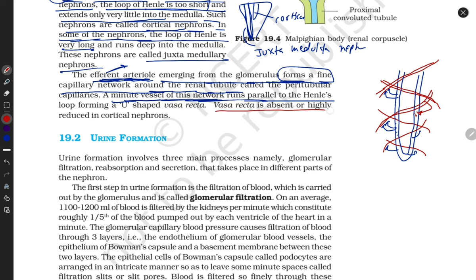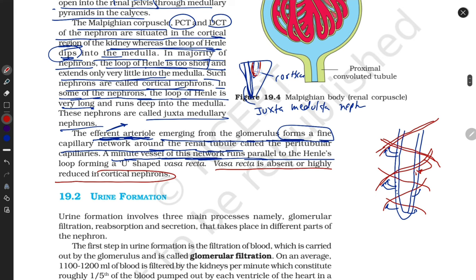So the vasa recta is absent or highly reduced in cortical nephrons. Look at here. If Henle's loop is short, then how can the vasa recta function? If the loop is very short, then how can they cross? So the vasa recta is absent in cortical nephrons. Cortical nephron means short Henle's loop.